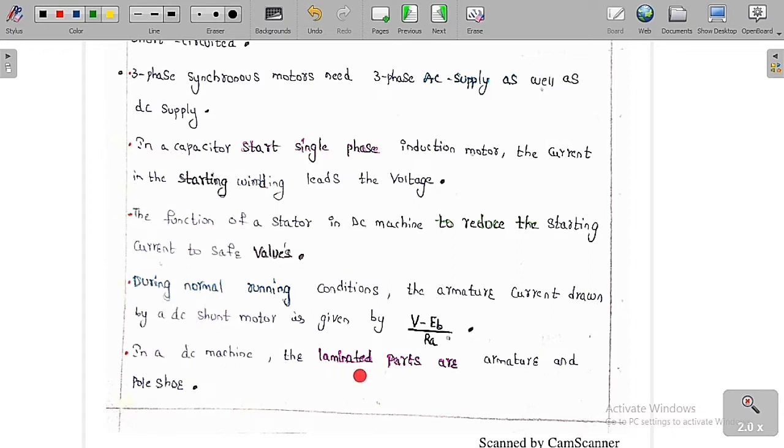In a DC machine, the laminated parts are the armature and pole shoe. I have already told you, there are three parts in a DC machine: yoke, pole and also armature. We are not going to laminate the yoke, but we are going to laminate the pole shoe and also the armature core. So in a DC machine, the laminated parts are the armature core and also the pole shoe, but not the yoke.